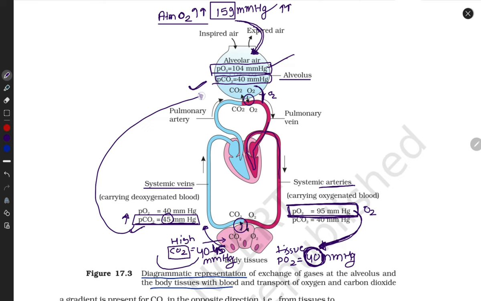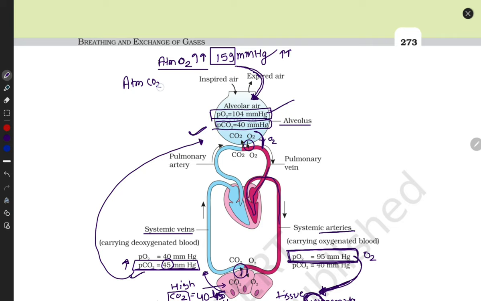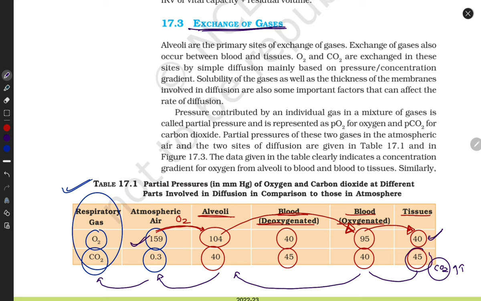And our atmosphere contains a CO2 level of 0.3 mmHg, while here it is 40 mmHg. So a large concentration of CO2 is present inside the body, so CO2 will move from here to the atmosphere. So this is the flow chart. This is the diagrammatic representation of the mechanism of how gases exchange. This is the whole summary.